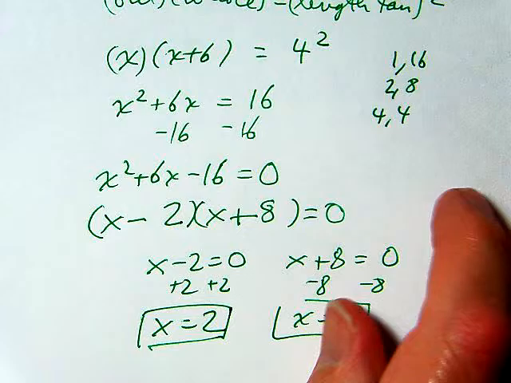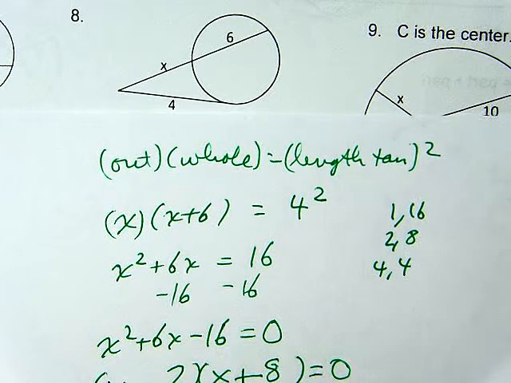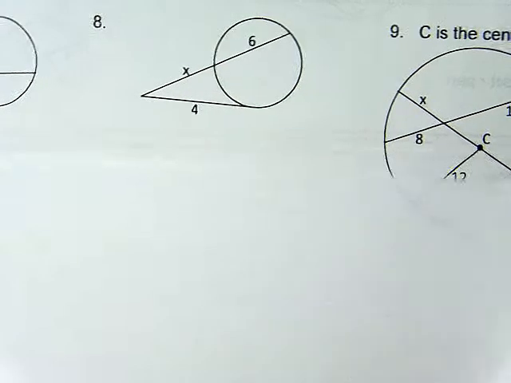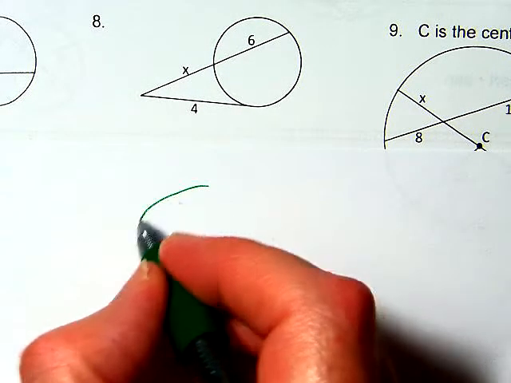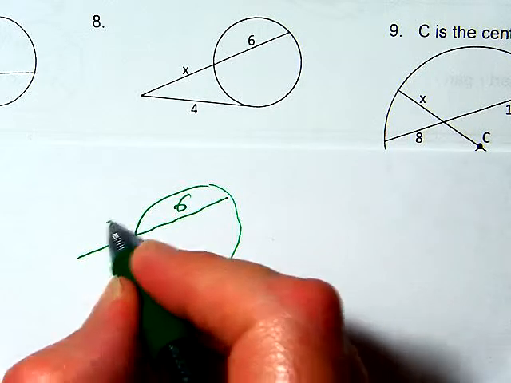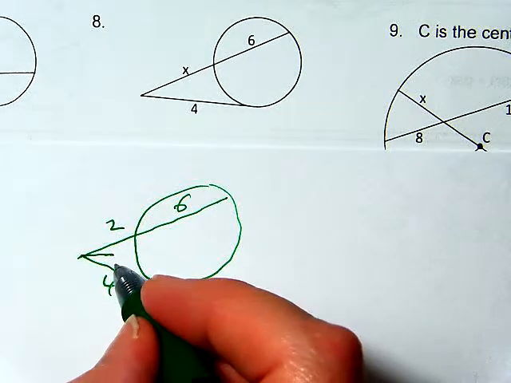Let's go back to the diagram. Let's see which one makes sense. A negative x does not make sense here, so the answer has to be x equals 2. Okay, so let's just confirm that x equals 2 gives us a correct answer. Let's redraw this. If this is 6, this is 2. Remember, this is not to scale. And this is a tangent that's 4. That was a little mistake there.